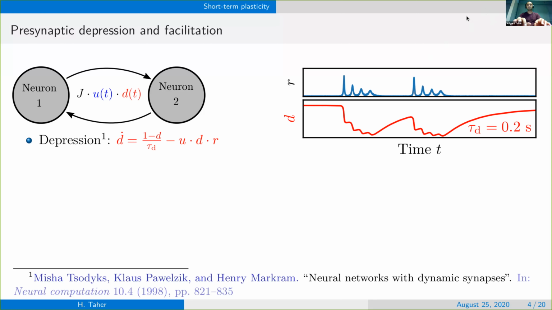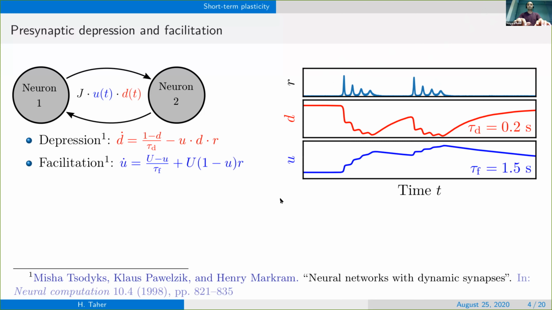As an illustration, we have the firing rate of a population here. The firing rate increases, and this depression coefficient decreases. Facilitation is basically the opposite effect, which means it is a strengthening of the synapses. So here the firing rate increases and this U coefficient increases. These two effects take place on two different timescales. This is 200 milliseconds and this is 1.5 seconds.